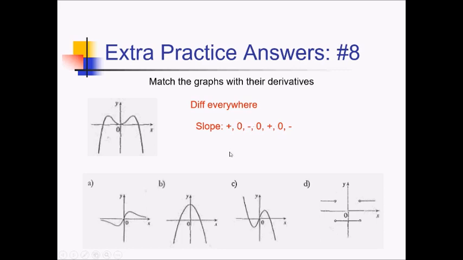So starting off, let's look at one that starts out positive. Well, that would be choice C. These other ones start out negative. And then, let's see, we go to 0 and negative, and then we're 0 again, positive, 0 again, negative. Yep, choice C.